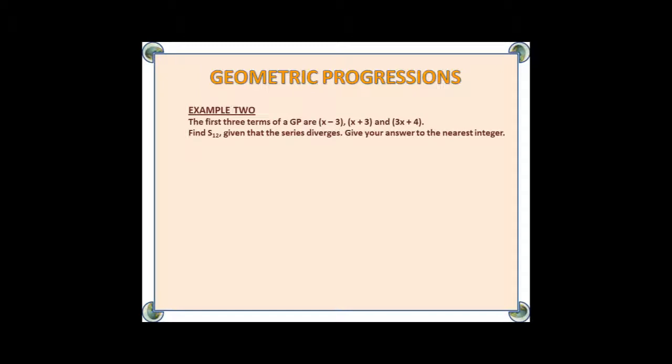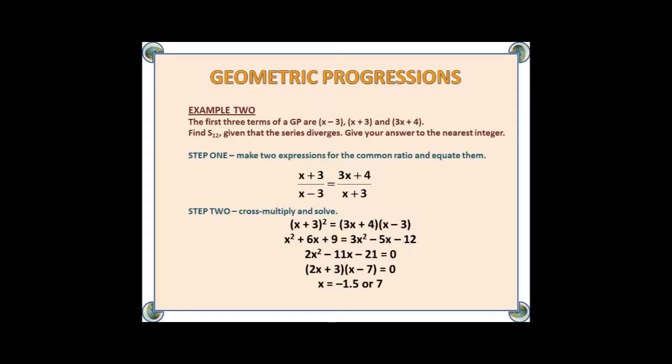For example 2, the first 3 terms of a GP are x minus 3, x plus 3, and 3x plus 4. Find S12 given that the series diverges, and give your answer to the nearest integer. So, since we have 3 consecutive terms, the common ratio will be the second divided by the first, and also the third divided by the second. So for step 1, we can put these fractions together and set them equal. Step 2, we cross multiply and divide, and we end up with a quadratic equation, for which the solutions are minus 1.5 or 7.